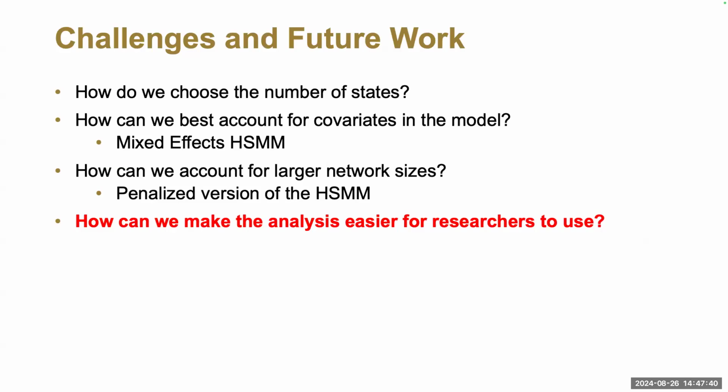Another thing is, how can we best account for covariates in the model? Right now we're doing permutation testing, right, to do all of our testing, and it would be really nice to just have a covariate right in the model where we can test for group differences that way and also adjust for confounding factors. And it would be really awesome to be able to account for people who have multiple scans and account for that accordingly. So mixed effects, hidden semi-Markov model is something we have been working on, and I know, Mark, I think you've done some work on this as well.